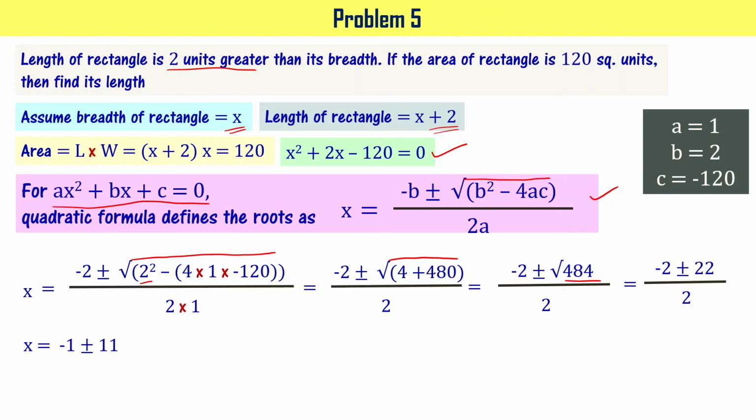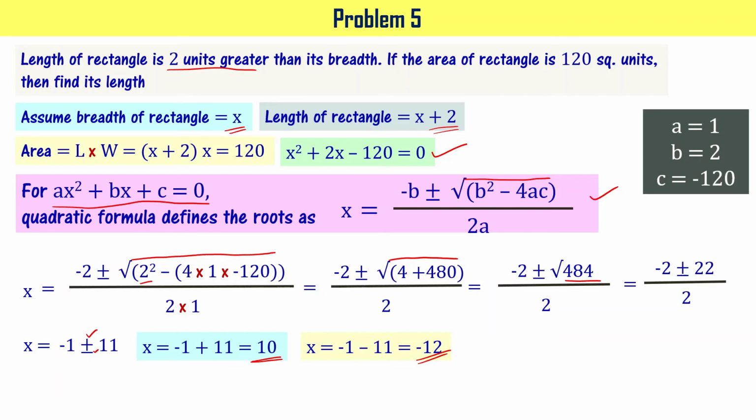Let me consider the plus operator now, so that I can write x equal to minus 1 plus 11, that is equal to 10. If I consider the minus operator here, then it becomes x equal to minus 1 minus 11, that is equal to minus 12. Breadth cannot be a negative number, right? That's why we don't use this. X equal to 10 is the choice we can make use of.